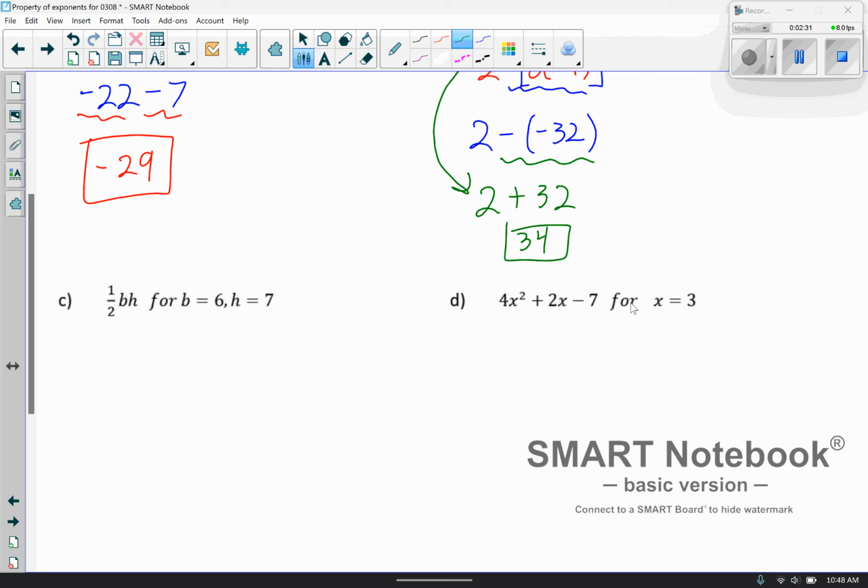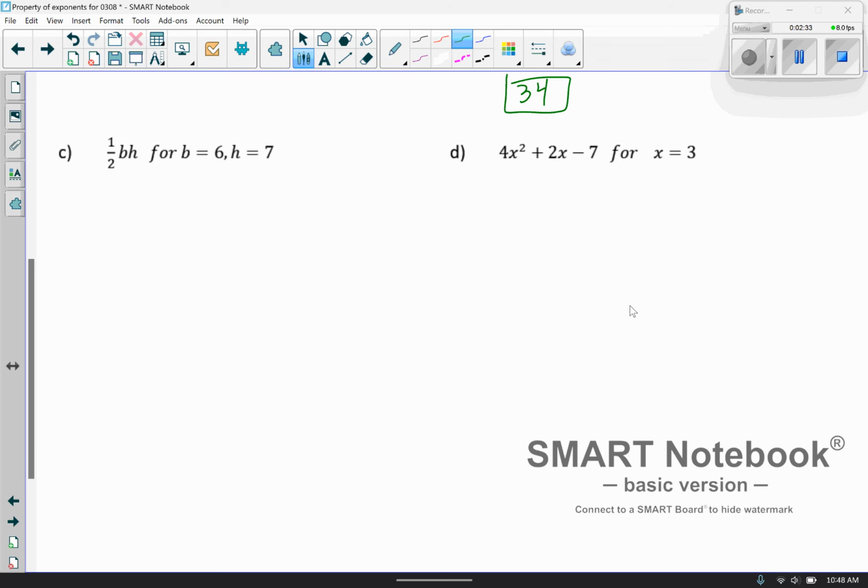All right, moving on. On C we have 1 half times b times h. That's actually the formula for finding the area of a triangle. So you have the base and you have the height right there. And the 1 half comes in because if you were to multiply just the base times the height, you would actually get this rectangle right here in red. And so the 1 half will make it to where we're only getting half of that, which is going to be the area of that triangle right there.